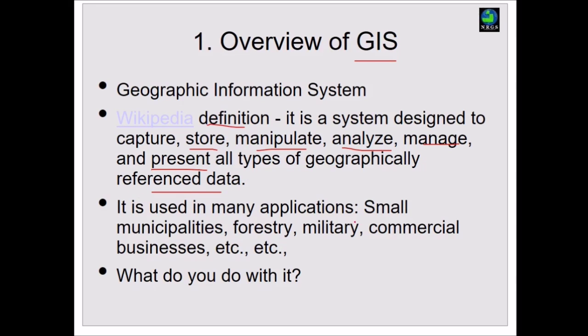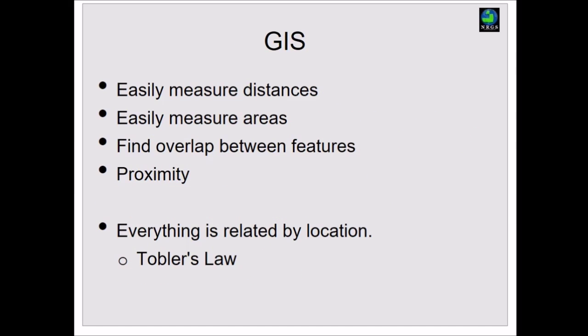So this is used in many applications, right from small municipalities to commercial businesses. So what do you do with GIS? You can easily measure distances, measure areas, find overlap between features, proximity analysis, neighborhood analysis. There are many functionalities which GIS provides. Everything is related to location, as Tobler's law says.